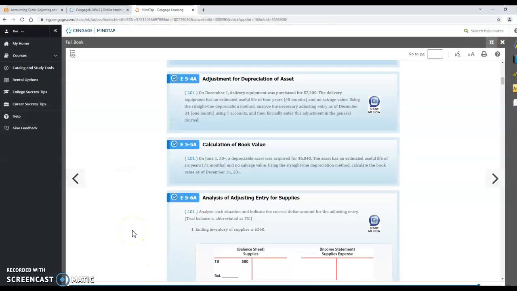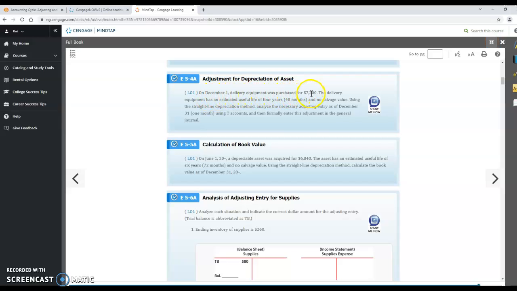Okay, let's take a look at a couple of others of these assignments that are part of Chapter 5, Part 2. So first we need to make an adjusting entry for depreciation. And they tell us that on December 1st, delivery equipment was purchased for $7,200. It has a useful life of 4 years and no salvage value. And we want to use our straight line depreciation formula, analyze it using T accounts, and then enter the adjusting entry. So let's go ahead and do that.